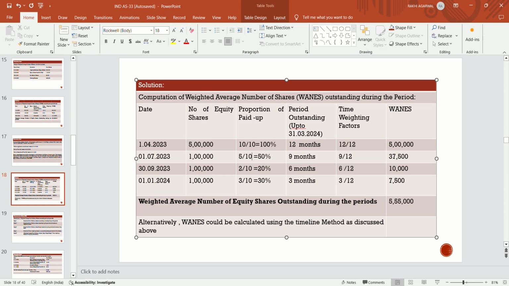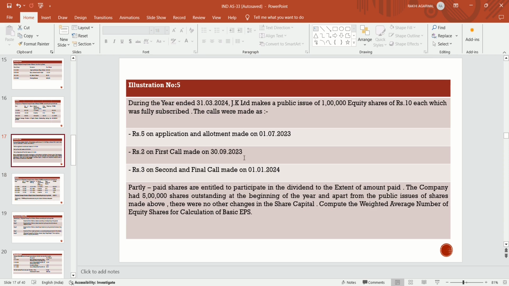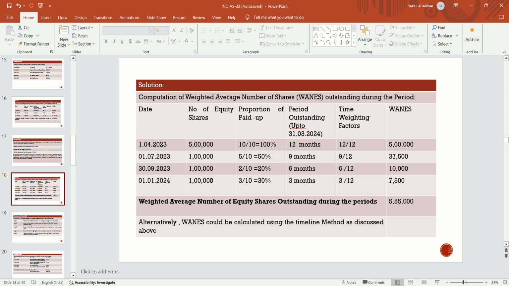So it becomes 37,500. On 30th September 2023, the first call amount is to be received by the entity from the investors on 1 lakh shares. On 1 lakh, 2 by 10, that is 20% amount is to be received, so it becomes 20,000 shares. On 20,000 shares, the time weighing factor is October, November, December, January, February, March, 6 months, 6 divided by 12. So 20,000 into 6 divided by 12 becomes 10,000.